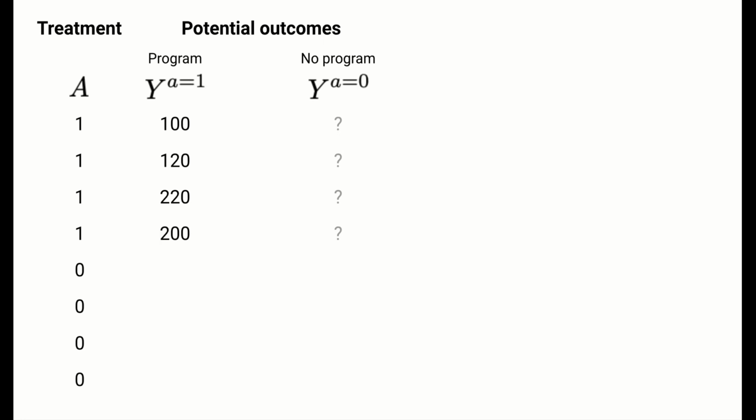The first half of the people in our study did use the program, so we observed the Y^(A=1) potential outcome for them, but not the Y^(A=0) potential outcome. And vice versa for the last half of the people in the study who did not use the program.